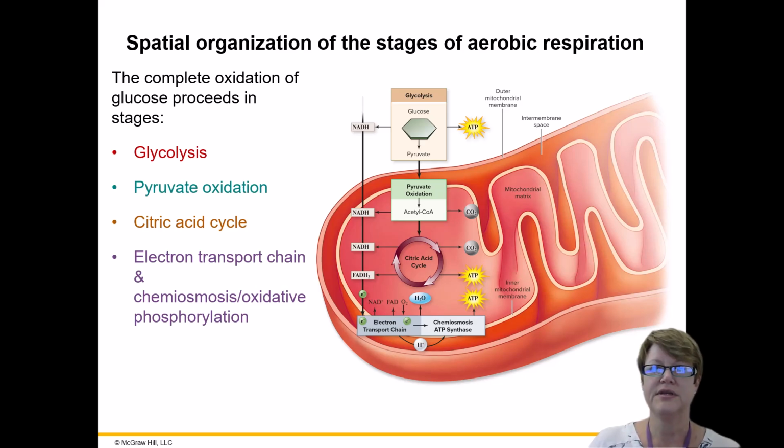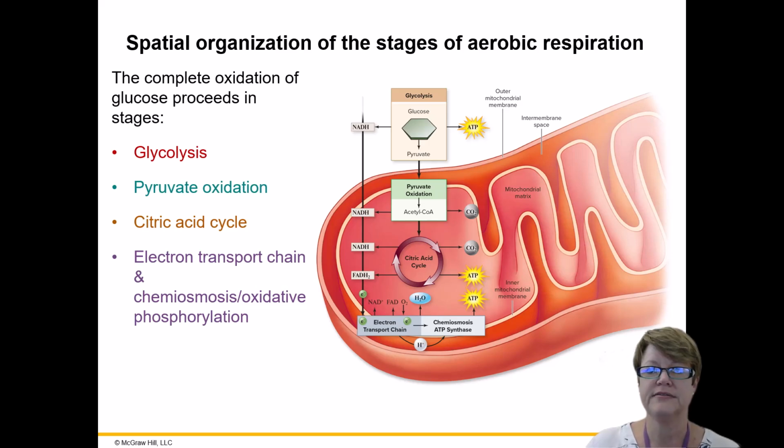So in this segment of the lecture, we're going to look at the first three parts of aerobic respiration. The first three parts are called glycolysis, pyruvate oxidation, and the citric acid cycle. In this diagram, you see an artist's rendering of the mitochondrion as a section, cut through so you can see inside. You can see glycolysis.